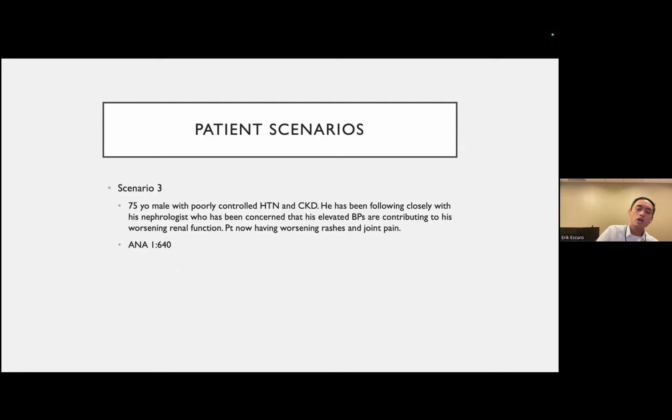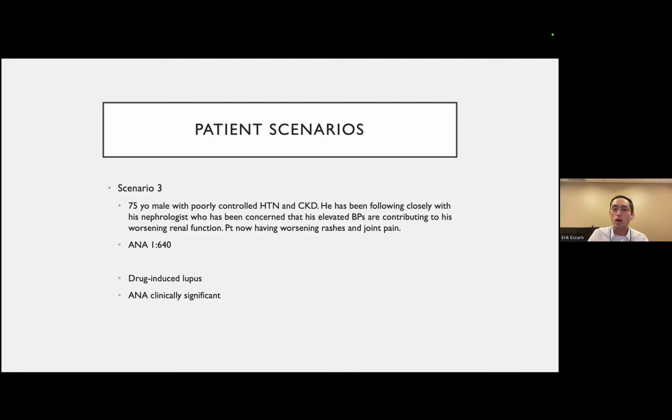Scenario number three, we were talking about the symptoms of lupus previously. And typically lupus patients are young female patients like Selena Gomez, who had a kidney transplant by the age of 24. This is a 75-year-old patient with worsening rashes and joint pain. Now, the ANA is high at 1 to 640, so I am concerned, but it's not the systemic lupus erythematosus that we've been talking about.